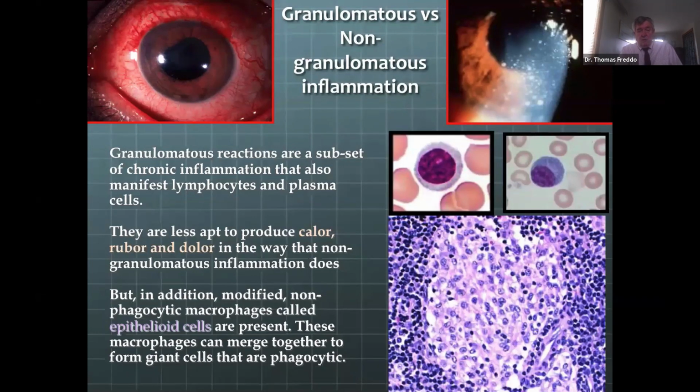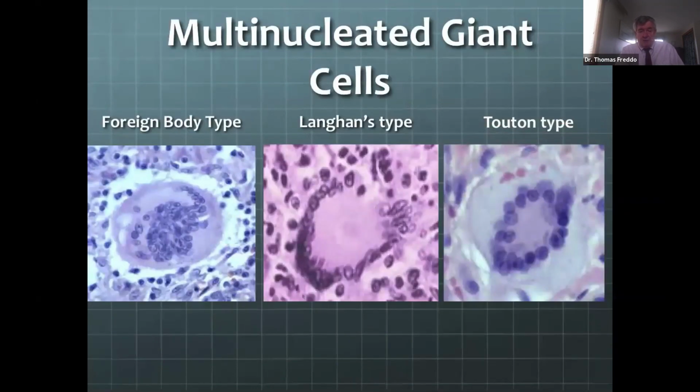But in addition, what makes granulomatous reactions unique is the presence of a non-phagocytic macrophage called an epithelioid cell. And in the lower right, in that central light-colored area, are these epithelioid cells. These are unique macrophages. Although they are not by themselves generally phagocytic, unusual enough for a macrophage, they have a unique ability, and that is they have the ability to fuse together to form what are called giant cells, and these giant cells are phagocytic.